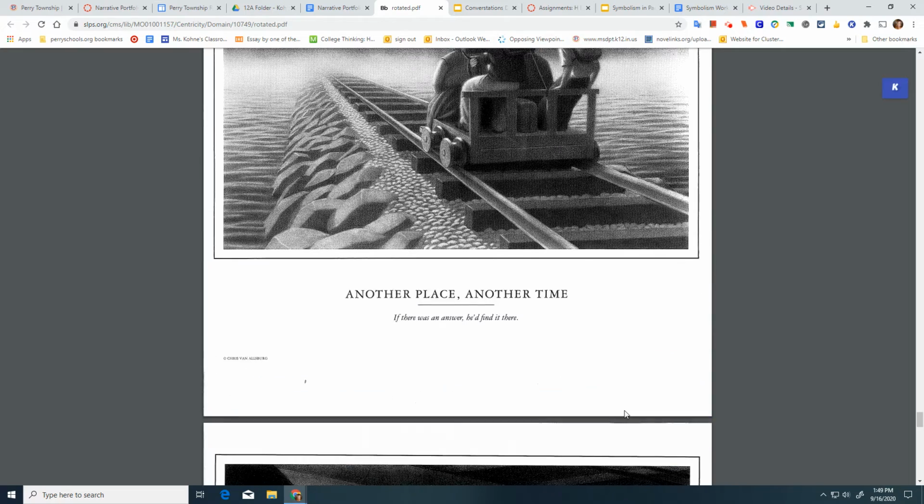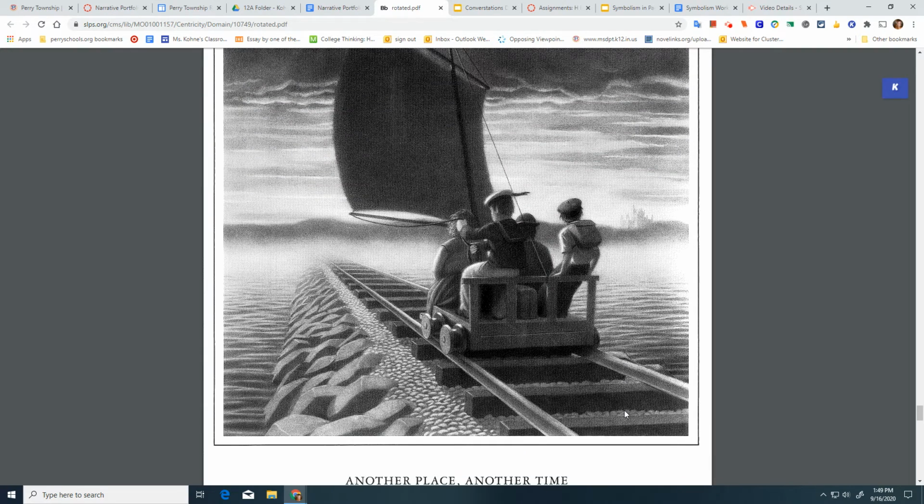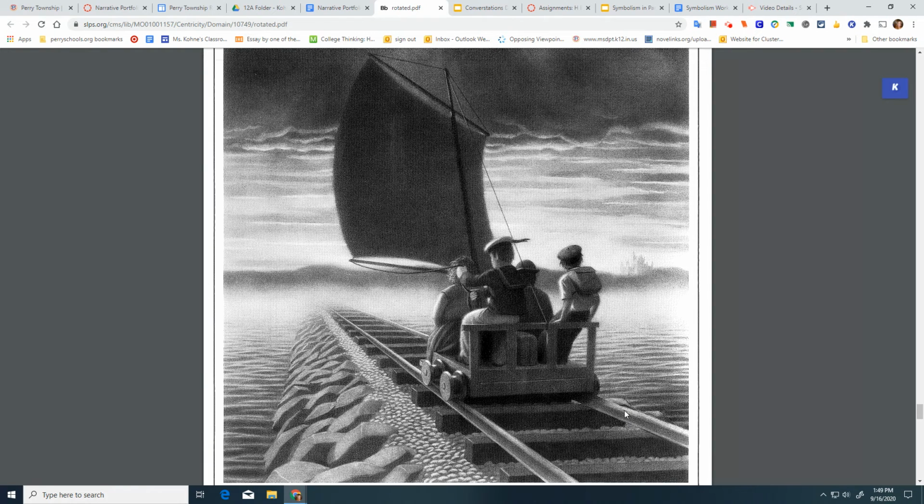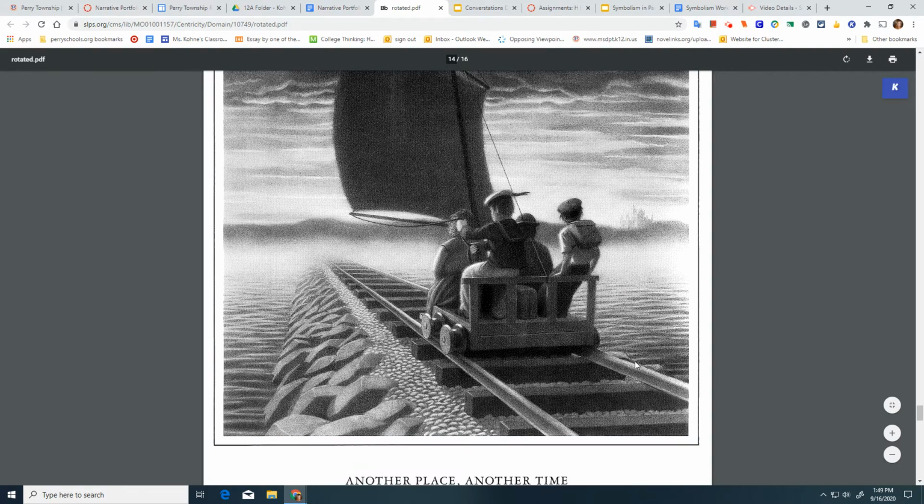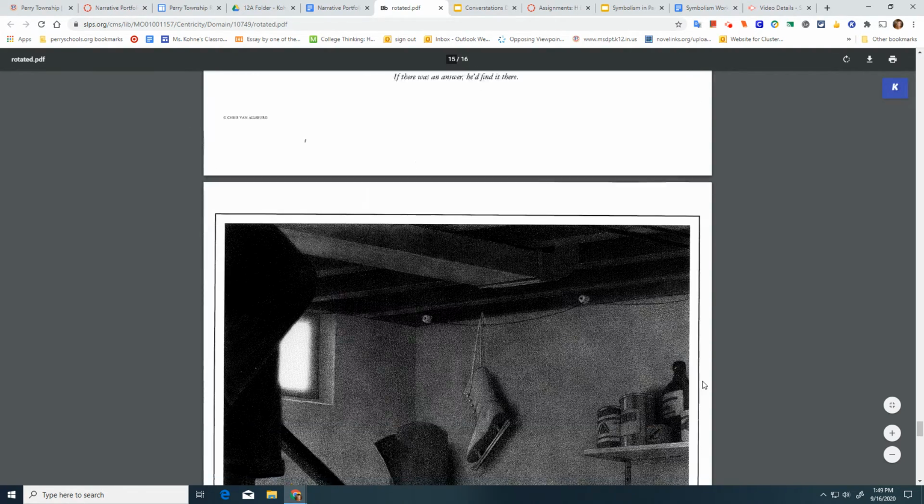Another place, another time. If there was an answer, he'd find it there. Well, where's there? Where is he going? And how is this train at our little, what would they call this? I forget what they call this. How is it going? And where is it going? And what are they looking for?